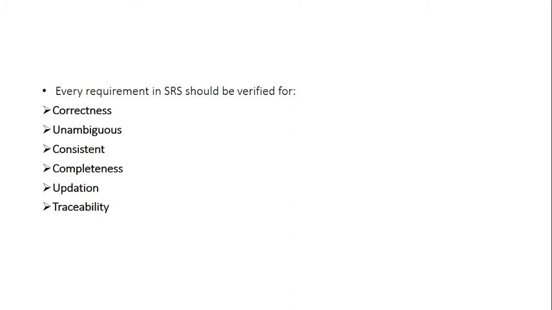Traceable means, say requirement 1 corresponds to design 1, and design 1 corresponds to coding 1. So this could be forward and backward traceable, for all the requirements. So we have to check whether all these things are being implemented.